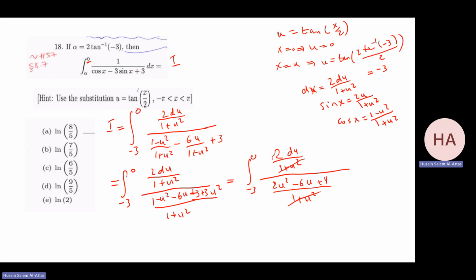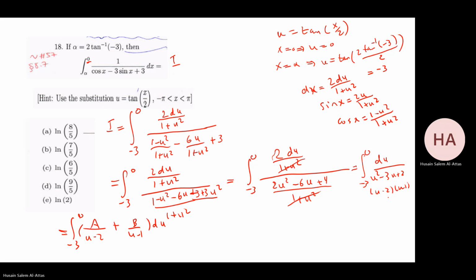This is cancelled. Also 2 also cancelled. So you have the integral from minus 3 to 0 of du over u square minus 3u plus 2. And that is u minus 2, u minus 1. So this is the integral from minus 3 to 0 of partial fractions, a over u minus 2 plus b over u minus 1, du. Cover this, substitute 2, you get 1. Cover this, substitute 1, you get minus 1. So that will be ln of u minus 2 minus ln of u minus 1, from where to where? From minus 3 to 0.